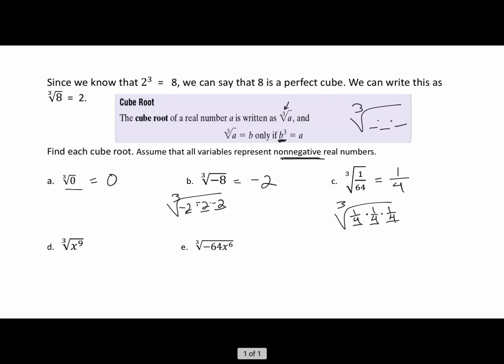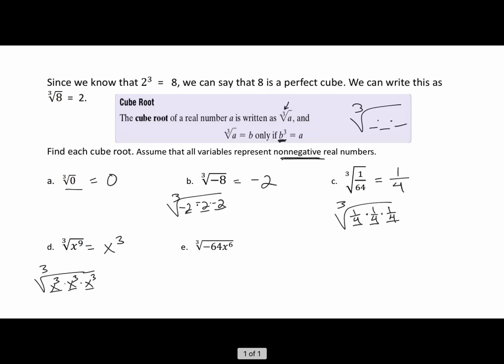For d, the cube root of x to the 9th. Is there a number which multiplies 3 times to be x to the 9th? So it's got to be a base x. And the exponent must be the same for all 3 factors. So what plus what plus what equals 9? We can divide that by 3. So 3 plus 3 plus 3 is 9. So the cube root of x to the 9th is x to the 3rd.